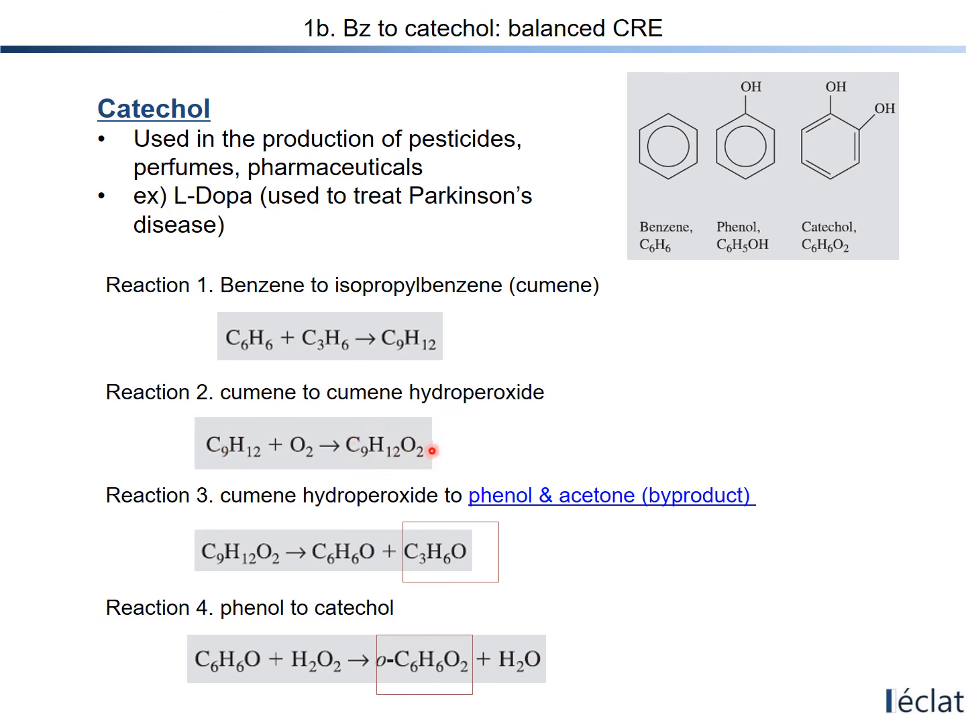Then this hydroperoxide, another intermediate, is converted to the phenol and acetone. And then this phenol is going to the catechol. Please think about the acetone. Of course, acetone is a byproduct, but that is a useful solvent. So you can sell the acetone even if it is a byproduct. Also, of course, catechol is our target desired product.